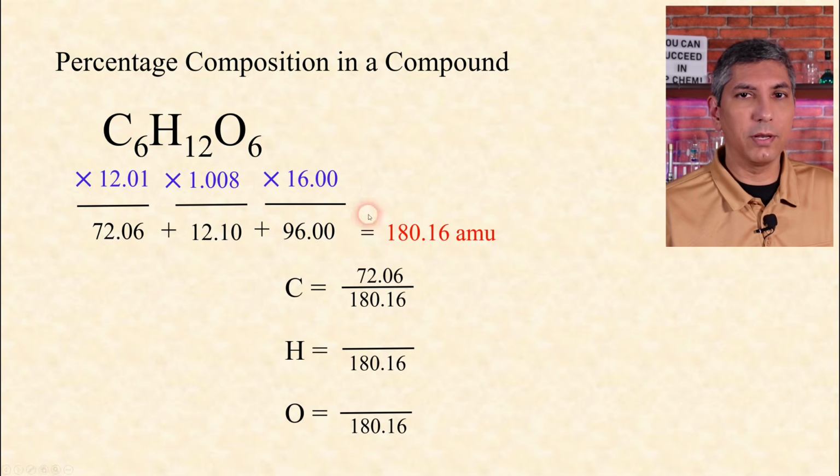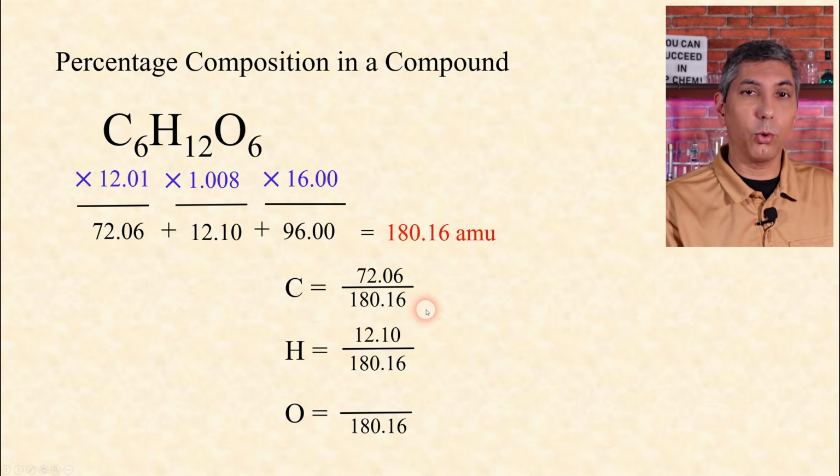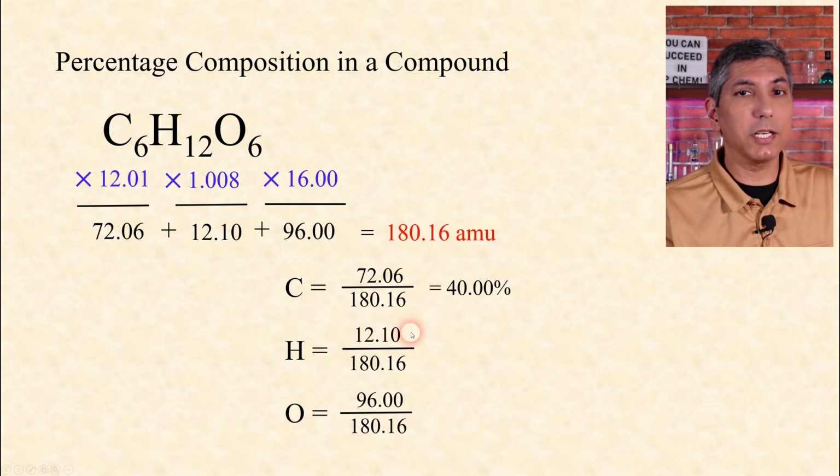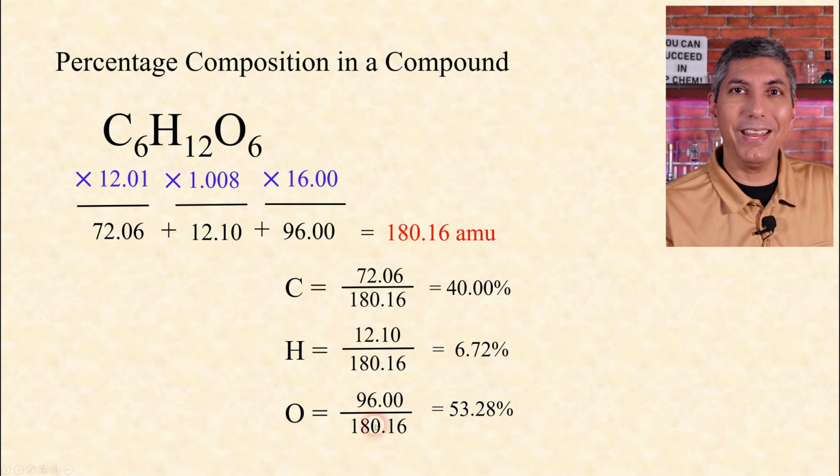So in the case of carbon, 72.06 divided by the total is 40%. It's about 6.72% hydrogen by mass, and for oxygen it's 53.28% by mass. Now we can go in the opposite direction too.